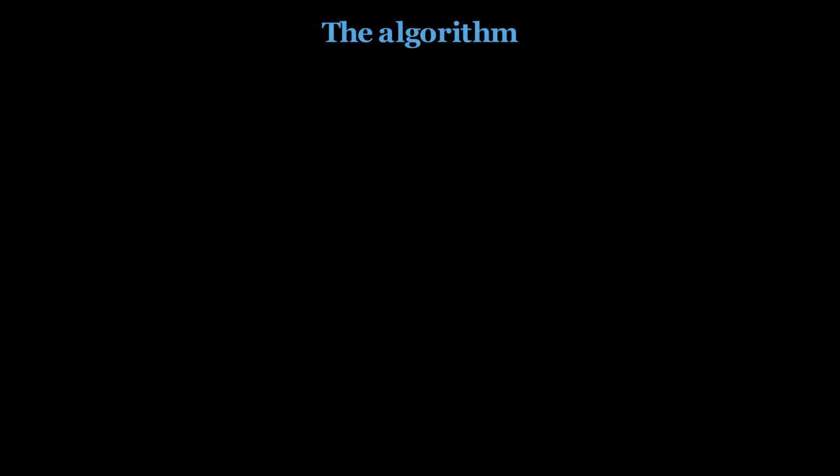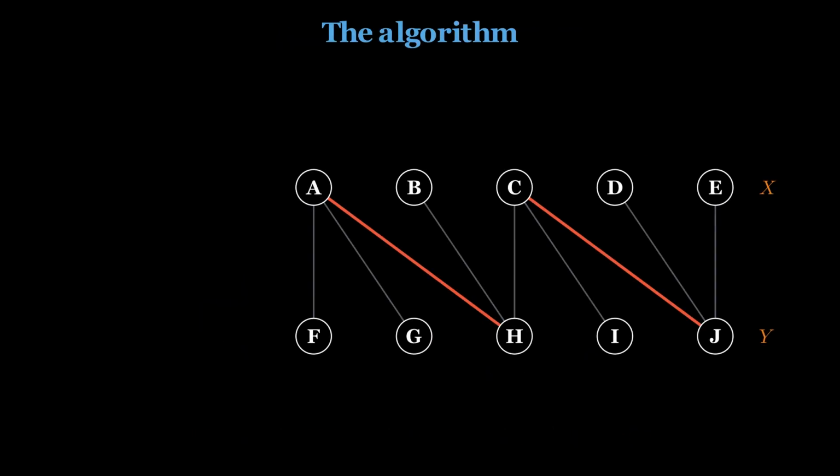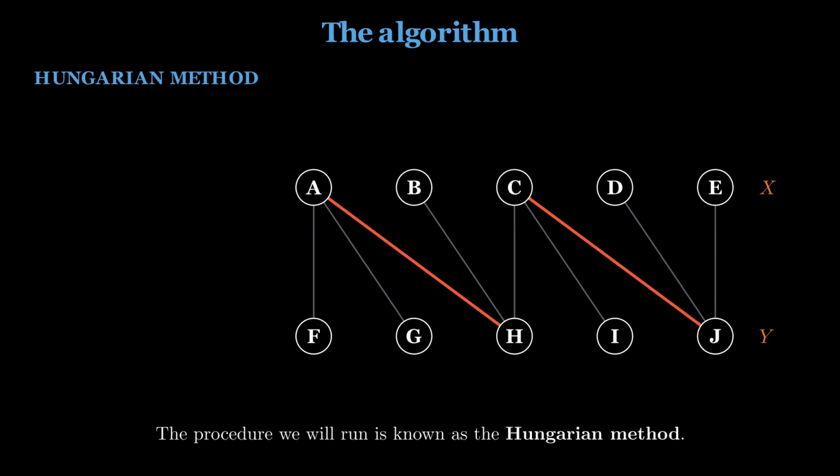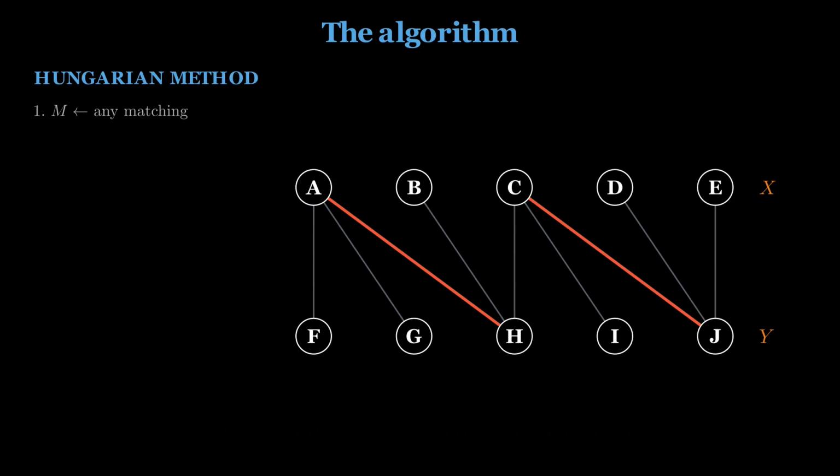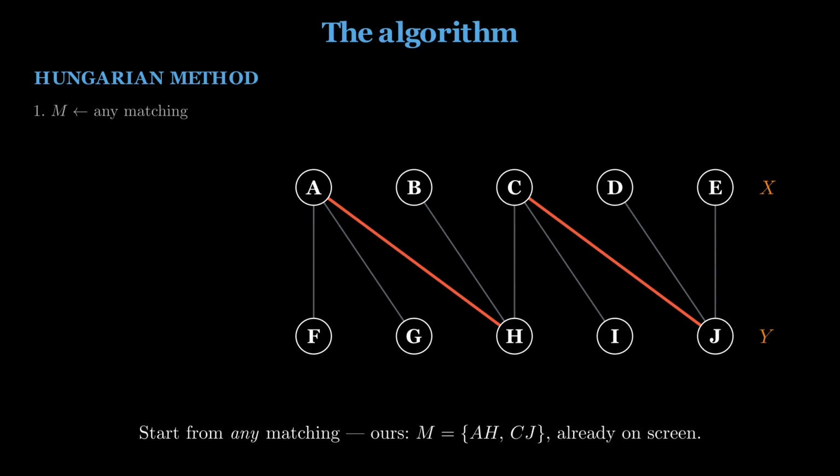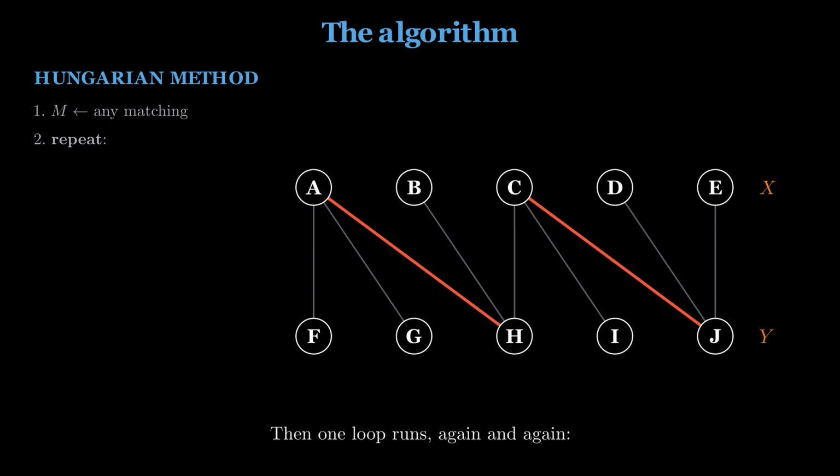Back to our graph and to its maximal matching of size 2. The procedure we are about to run is called the Hungarian method. It is a single loop. Let us read it next to the graph. It starts from any matching. Ours is already on screen. Then one loop repeats the following 3 steps.